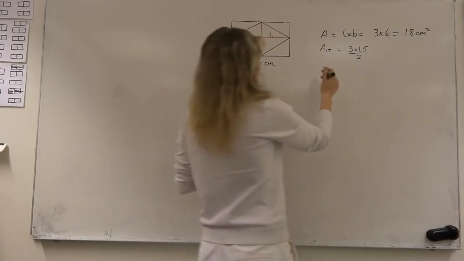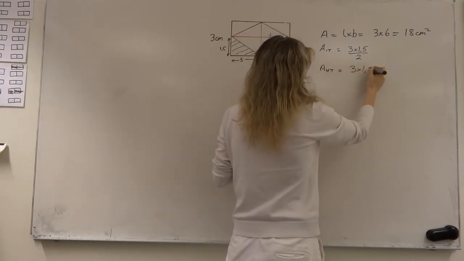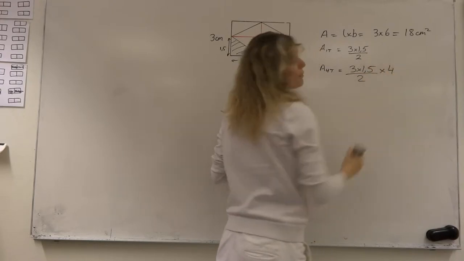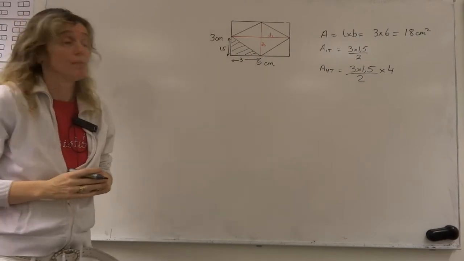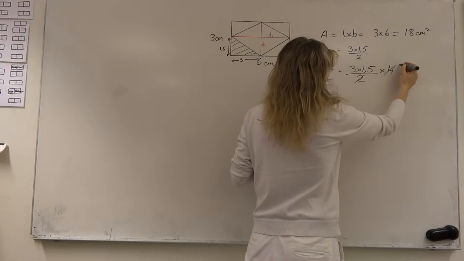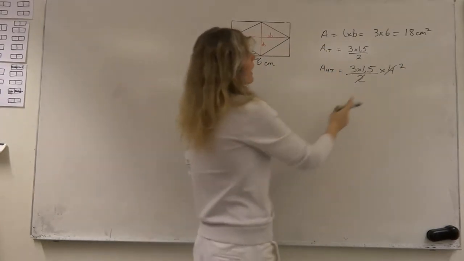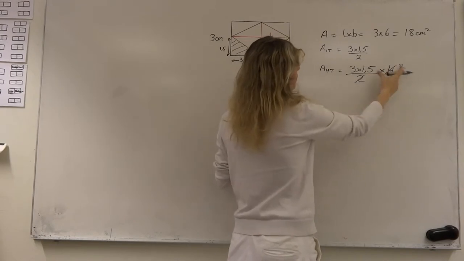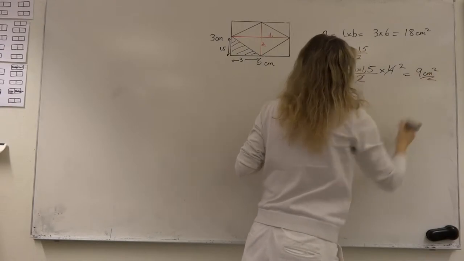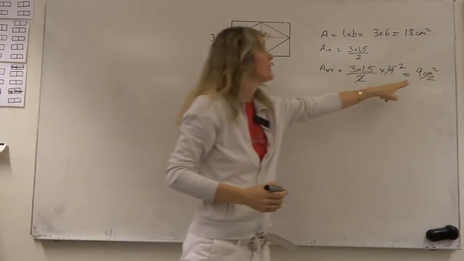So the area of all 4 triangles would be 3 times 1.5 divided by 2, the area of one triangle, multiplied by the number of triangles we have, 4 of them. So here we can see that the 4 would cancel with the 2, giving us 2 divided by 1 instead. So we get 1.5 times 2, which would be 3, 3 times 3, which is 9 centimeters squared. So we now know that the area of all 4 of the triangles is 9 centimeters squared.